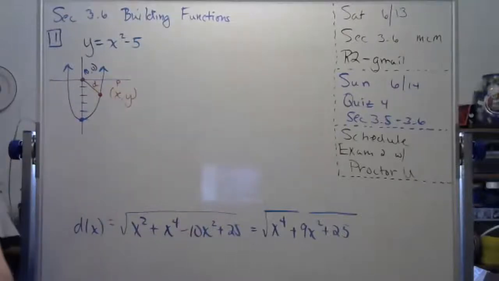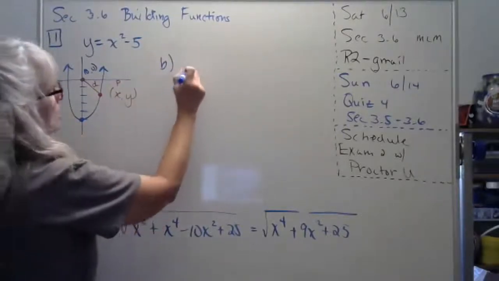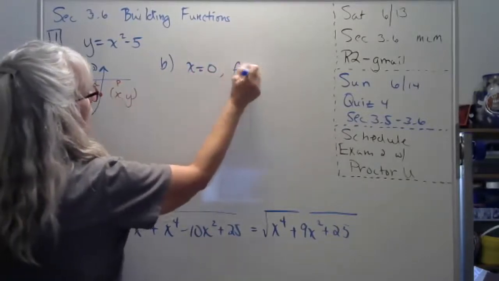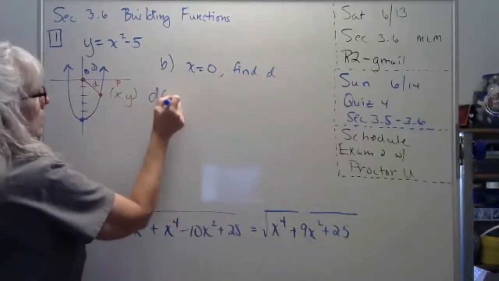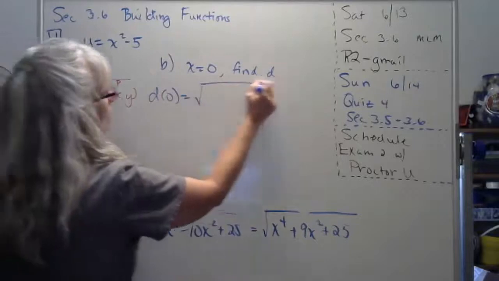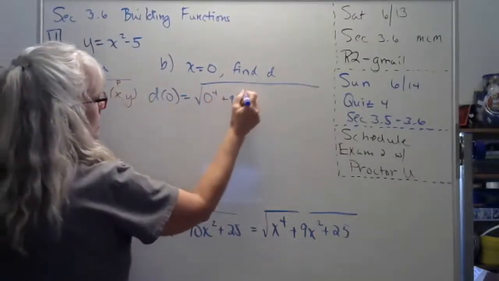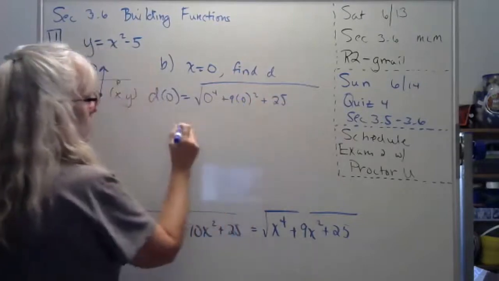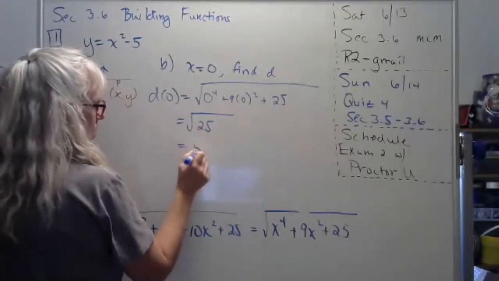Good. Okay, part B, and I need that, so I'm going to erase up here. Part B says, what is that distance if x is equal to 0? So they're asking if x is equal to 0, we need to find that distance d. So I'm going to simply take my formula and plug in 0 for all the x's. So that would be 0 to the 4th plus 9 times 0 squared plus 25. Well, all the zeros are going to cancel out. We just have the square root of 25, which is 5.